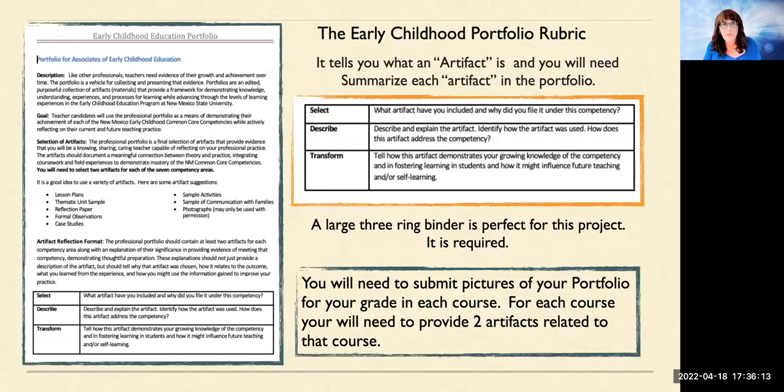So this is the portfolio. This is the rubric for the portfolio. And basically it tells you a little bit about what is expected. It has a description, a goal, a selection of artifacts, and it tells you what an artifact is.